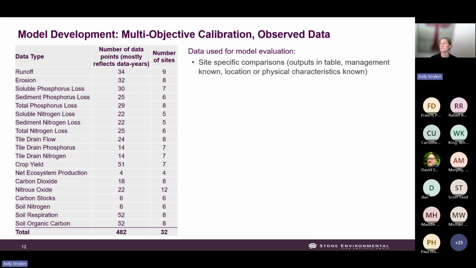So some sites, for example, had edge of field runoff and nutrient monitoring. Others had greenhouse gas monitoring. Others maybe had yields and soil health monitoring. So we used all of these data points in a multi-objective calibration to essentially come up with our first cut at this global parameter set.